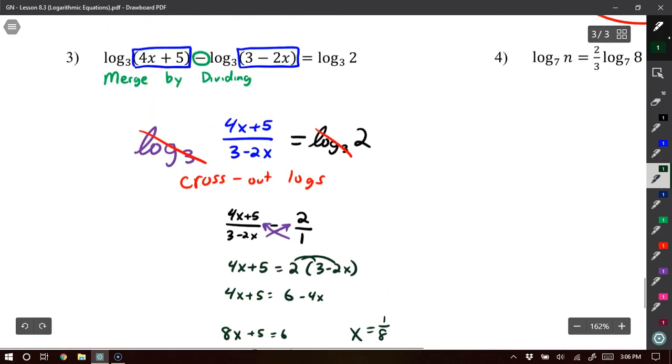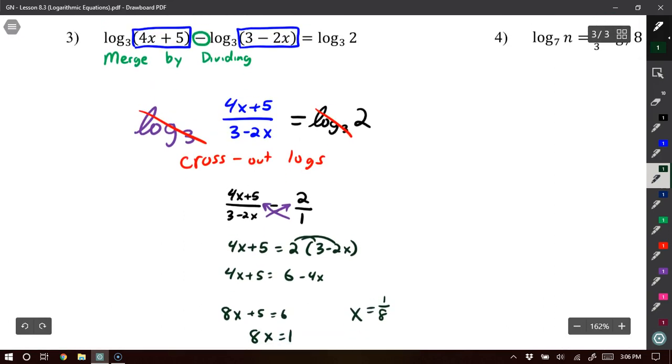And I'm just going to quickly check. I know that is a decimal, but however, if I plug in 1/8 into here, I have a positive number, 4 times 1/8 plus 5. I know I'm going to have a positive on the left side. 3 minus 2 times 1/8, they're going to be a positive. That's good.